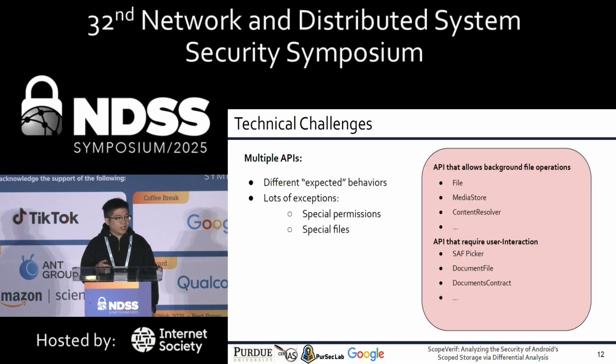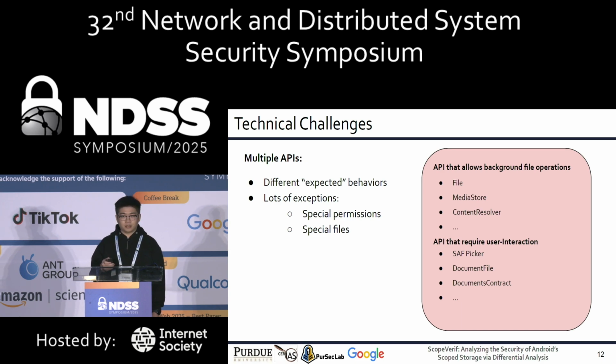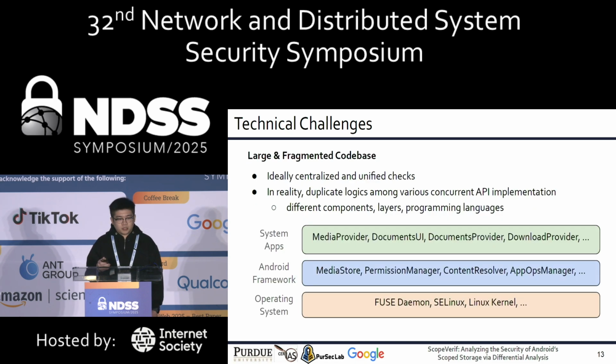To answer these questions, there are multiple technical challenges. Challenge number one is that there are multiple APIs for file operations. Some APIs might be able to run in the background, and some might require user interaction. These different APIs have different expected behaviors, and it is challenging to have a comprehensive solution to cover all these different expected behaviors or exceptions. Challenge number two is that we have a large and fragmented code base.